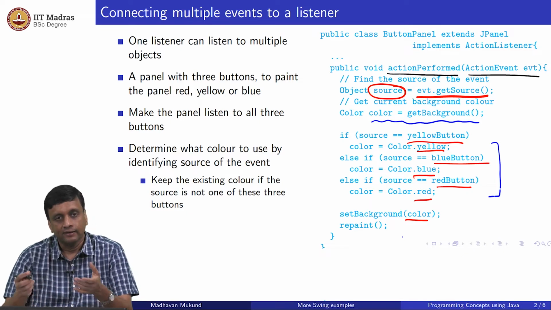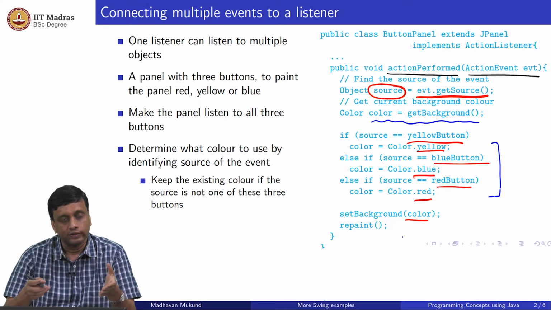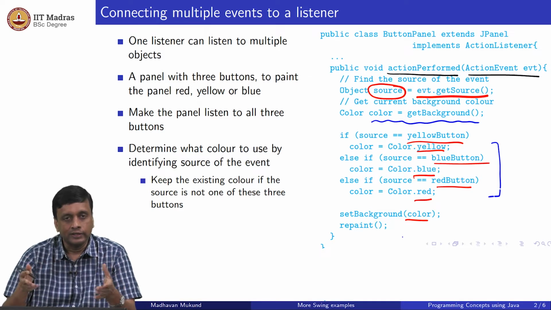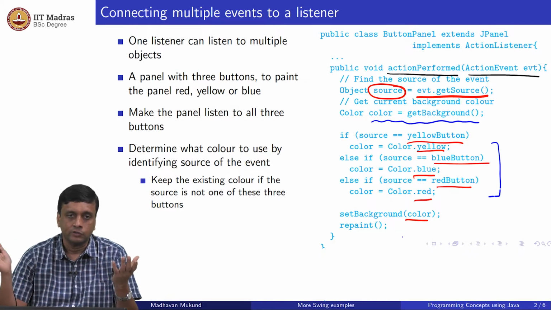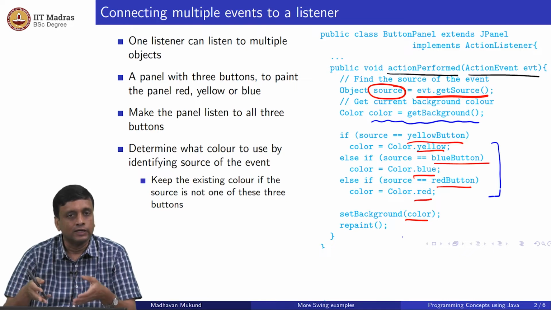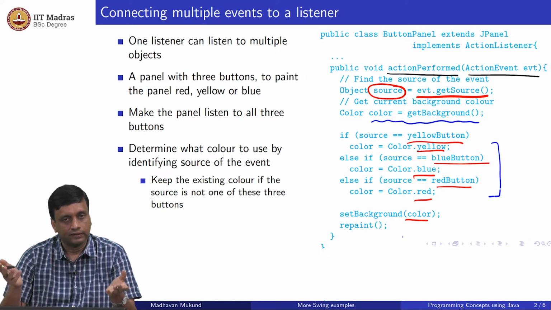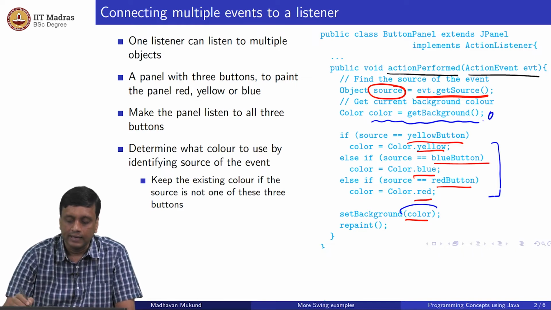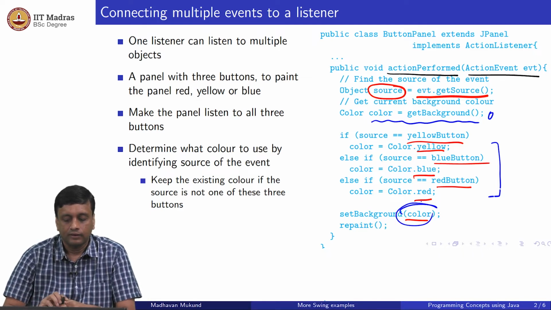The reason is that we have shown in this case that a listener can listen to more than one button. Here we are listening to these three buttons. Maybe this listener is also listening to buttons from elsewhere, and those buttons should not change the color of this panel. They have some other effect. So therefore we have to have this background thing of keeping the color the same in case there is no change. And finally we repaint.